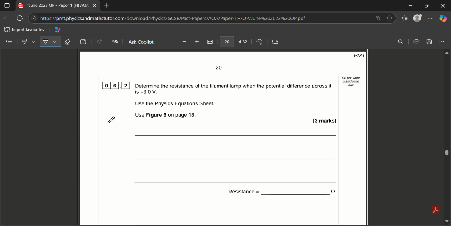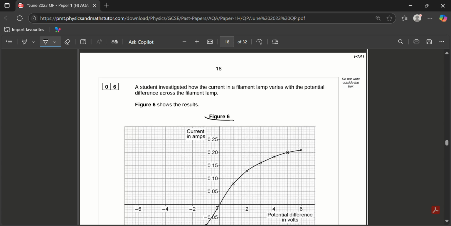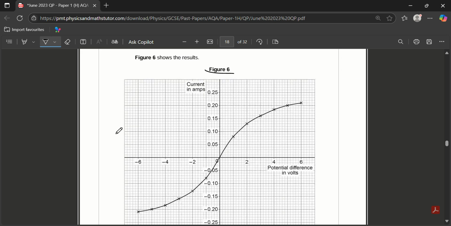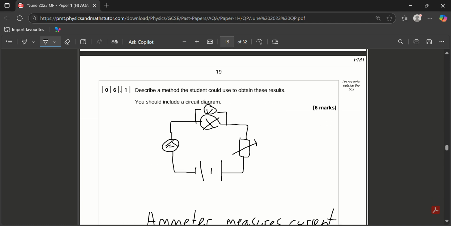Next question. Determine the resistance of the filament lamp when the potential difference across it is 3 volts. Use the physics equation sheet. Use figure 6 on page 18. So let's go back to this graph. This is figure 6. It said looking at 3 volts, so that's going to be over here. Going up from there, we seem to be getting 0.16 amps as a reading.